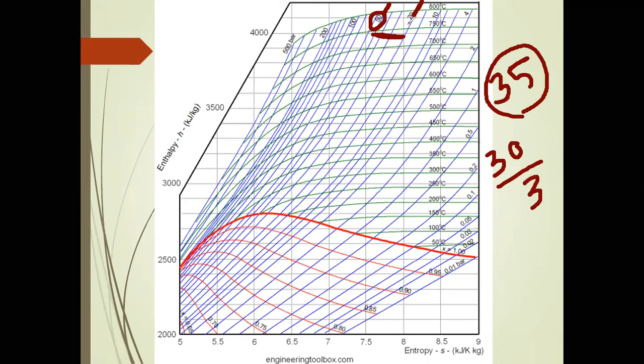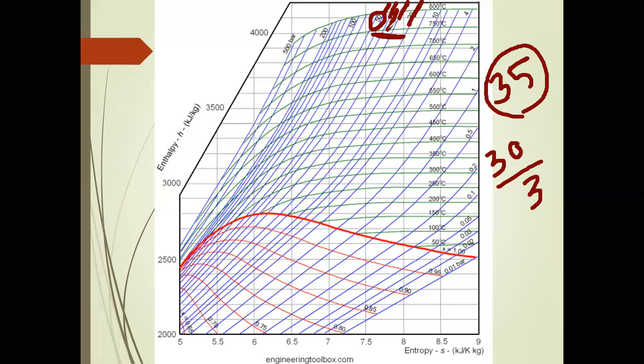So this is 20, the next line will be 30, and the next line will be 40. So the middle of 30 and 40 will be 35. Am I clear? That is how to find out the pressure line.